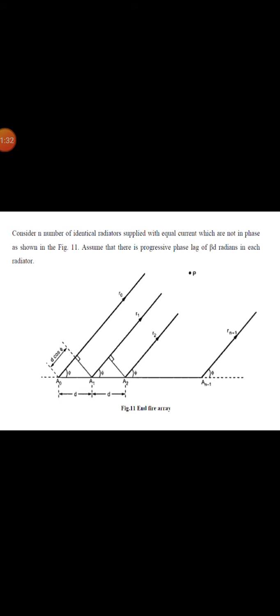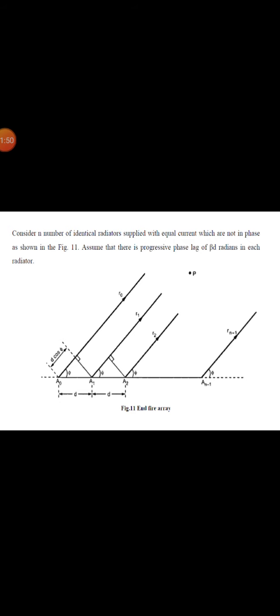However, if the spacing is less than lambda by 2, the maximum radiation is in the direction phi equal to 0 when delta is equal to minus beta d, and in the direction phi equal to 180 degrees when delta is equal to plus beta d.